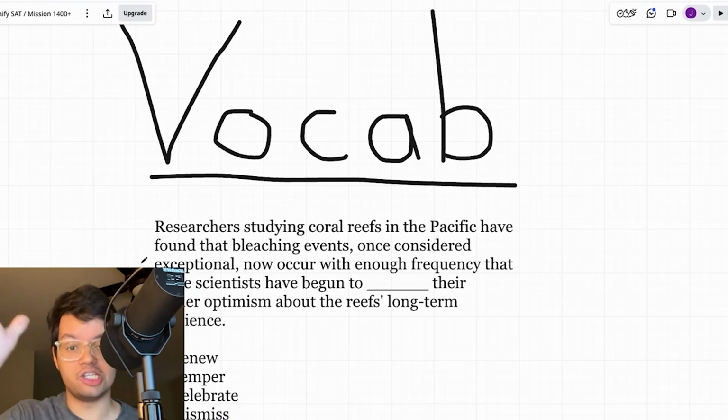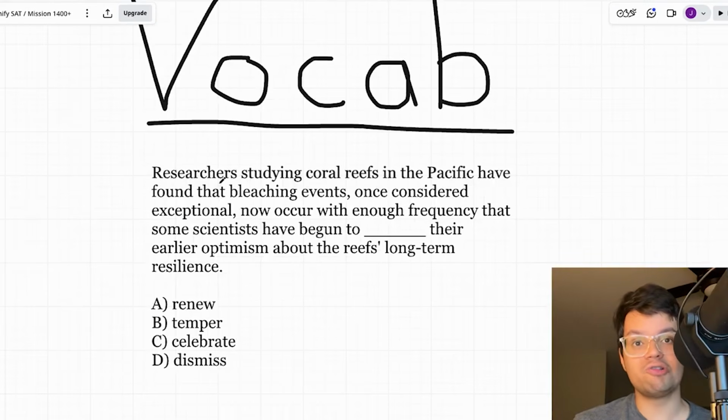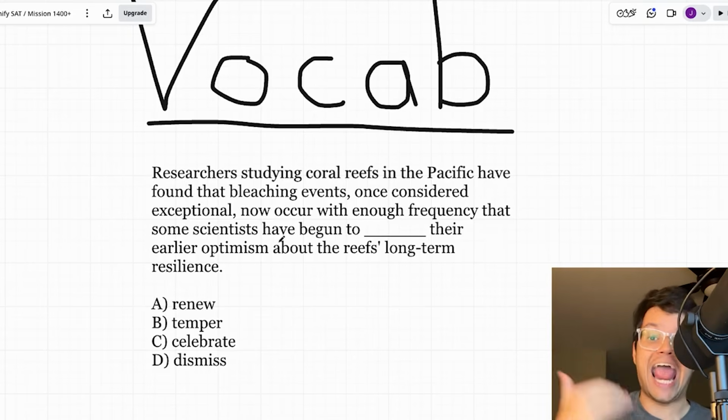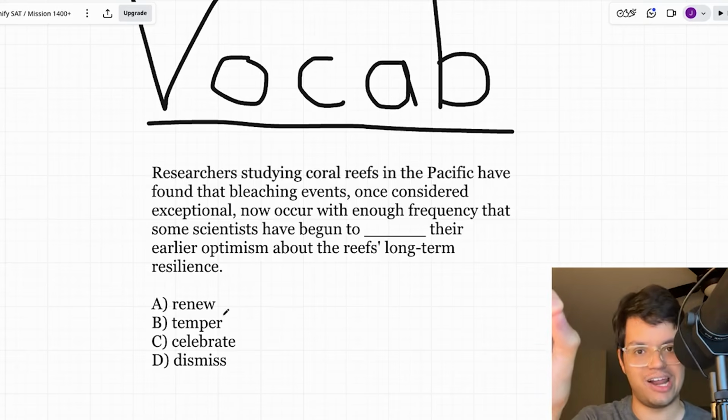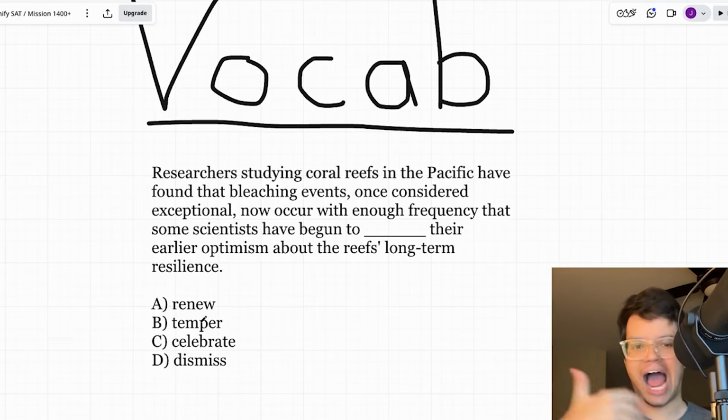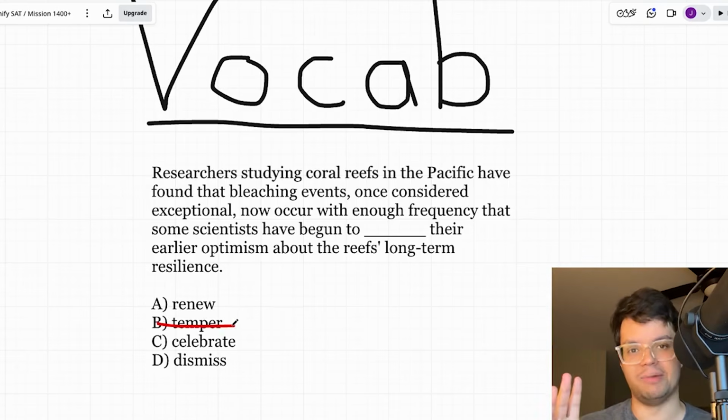And let me tell you, this is going to look really cringe, but a lot of you guys are doing it. When you see a vocab question, what most students end up doing is they might just skim through the passage. Like, okay, researchers said the reefs and they consider exceptional out of their frequency. So I guess they feel more confident or something about their stuff. Okay, so that makes sense to me. And now let me look at the choices. Renew, okay, I know what that word means. So that's probably going to be the right answer, I assume. Temper, I do not know what that word means, so probably is not going to be it.